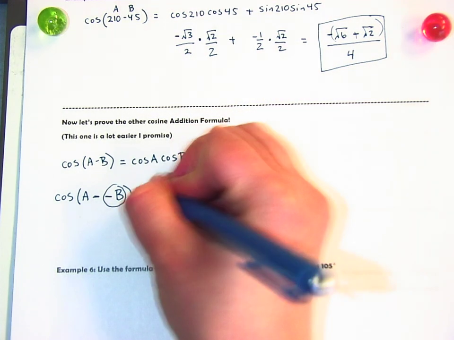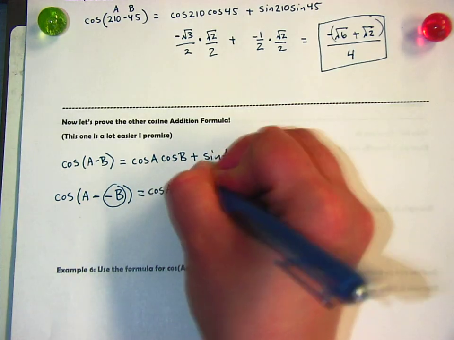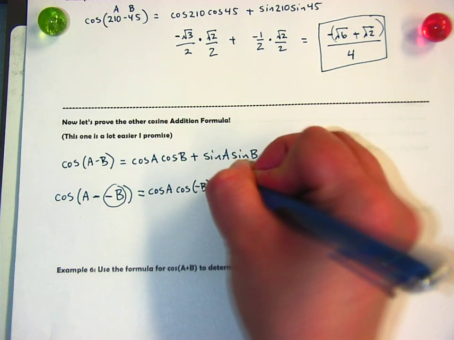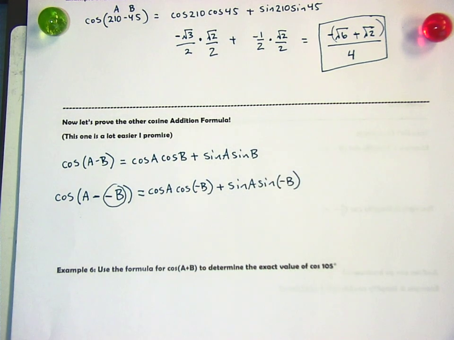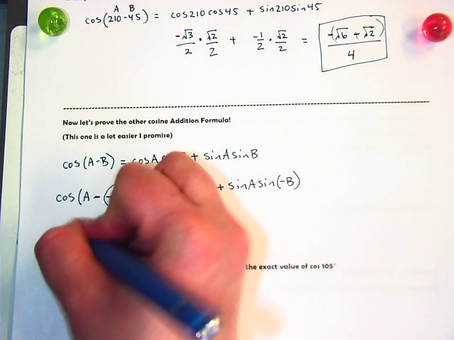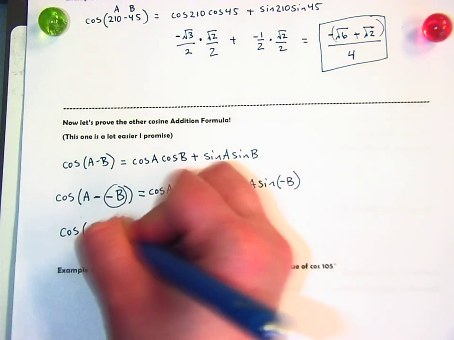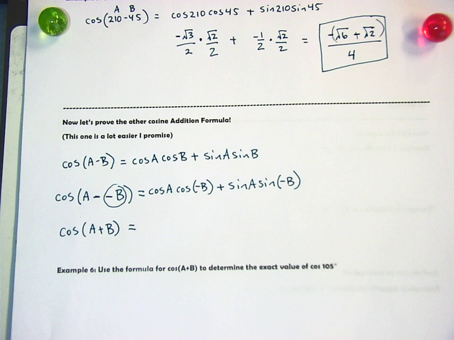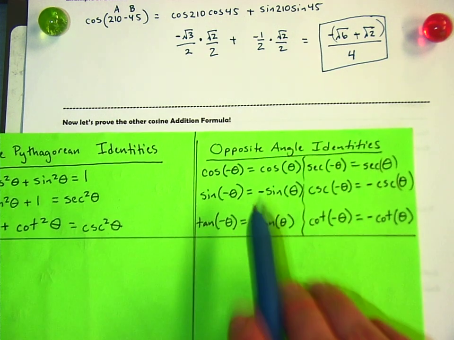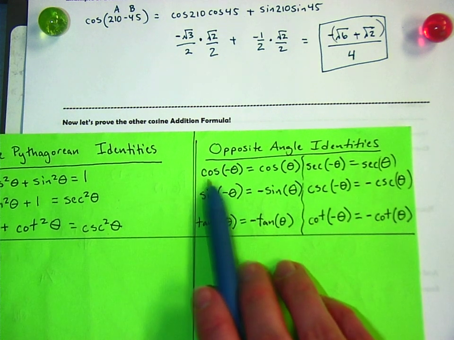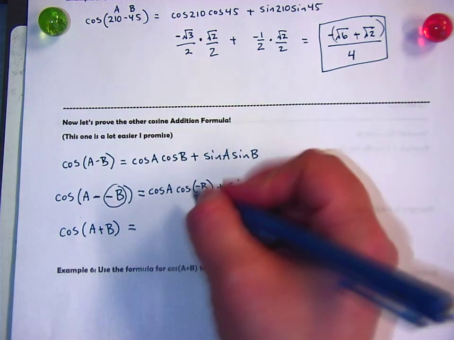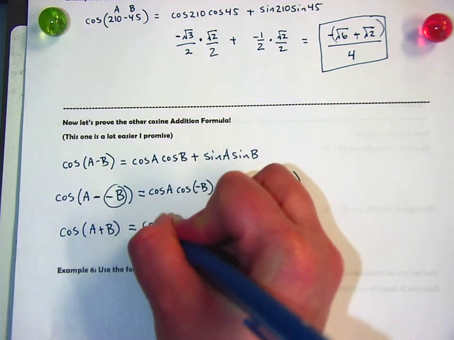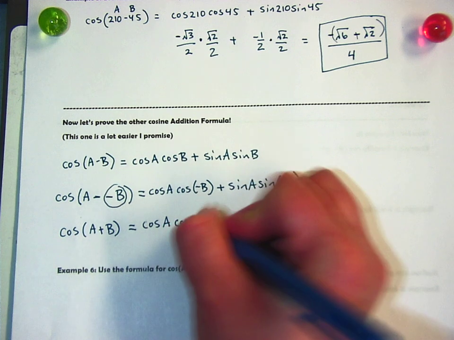So over here I'm going to write, that's the same as the cosine of A and the cosine of negative B, plus the sine of A and the sine of negative B. So this is the cosine of A plus B now. Do you remember on the back of our unit circle we have the opposite angle identities, which says that the cosine of negative theta is the same thing as cosine of theta? So since the cosine of negative B is the same thing as the cosine of positive B, I'm just going to write cosine of positive B.